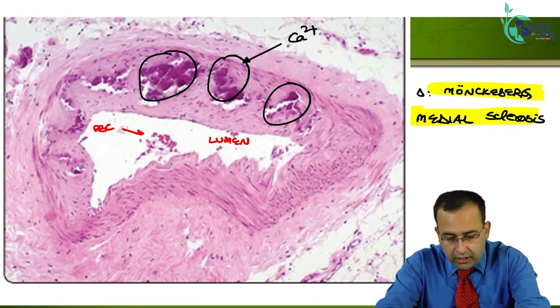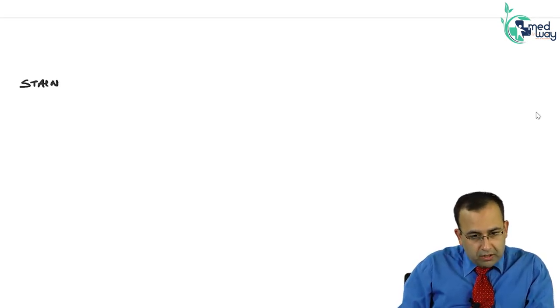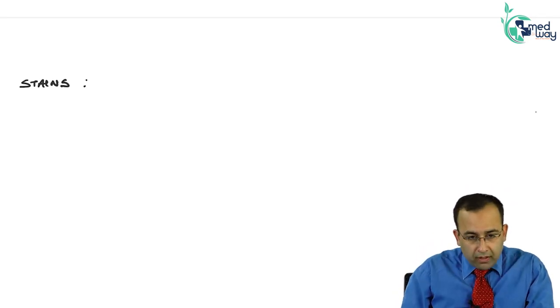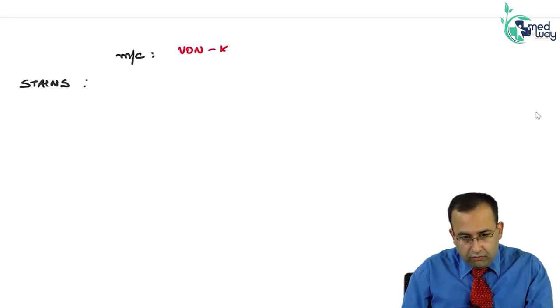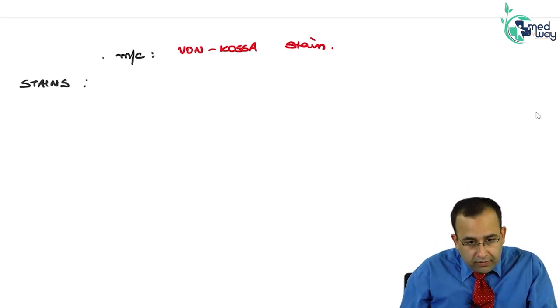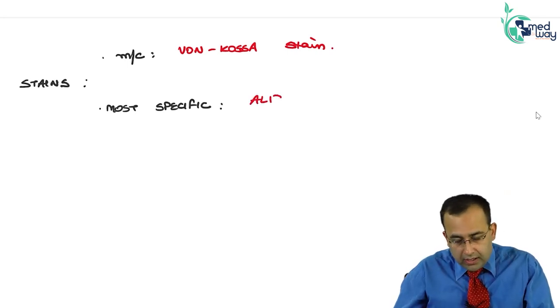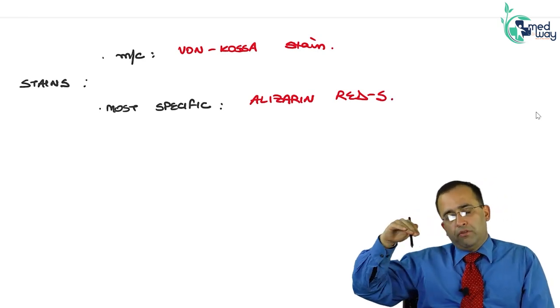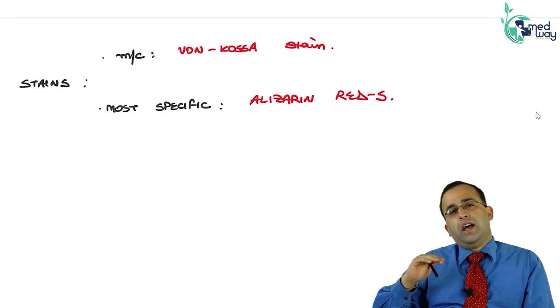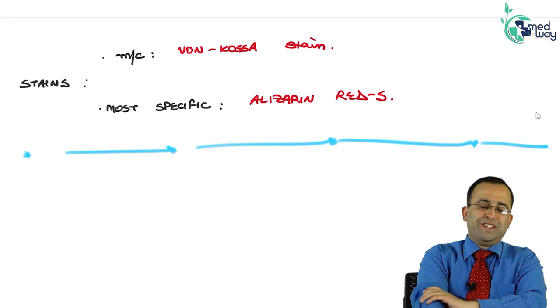Acha, lastly, tell me the stains used for calcium also. This gets us to our last point, that is, which are the stains that we use for calcium. कोई भी calcium, whether it is dystrophic or metastatic, does not matter. Which is the stain used for calcium? The most commonly used stain for calcium is the von Kossa stain, versus the most specific stain for calcium, that is alizarin red S. Done, bache. This finishes your first topic in pathology, that is cell injury.